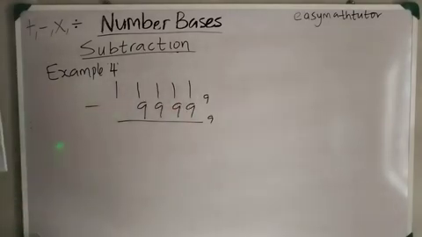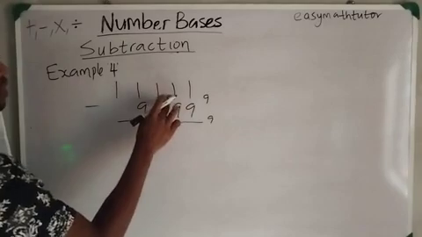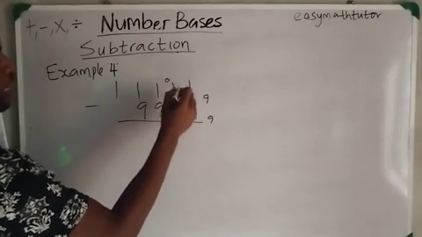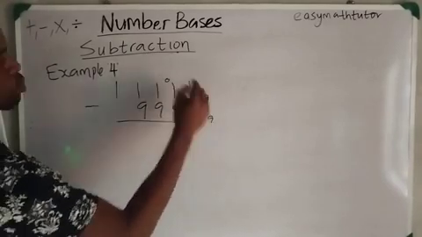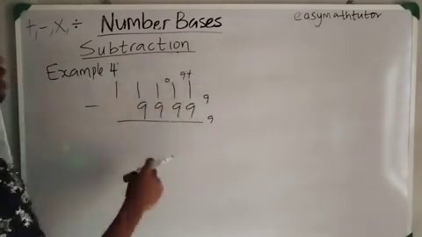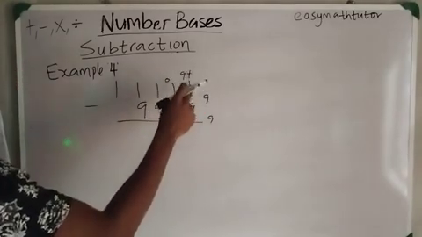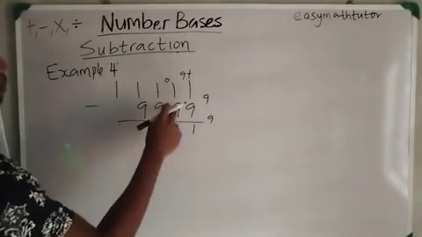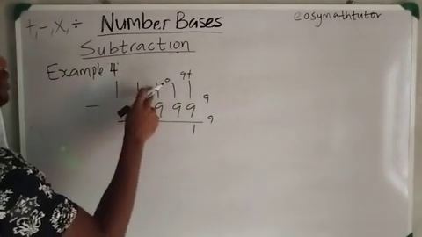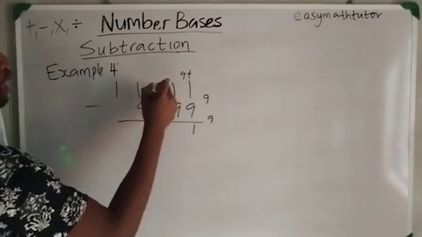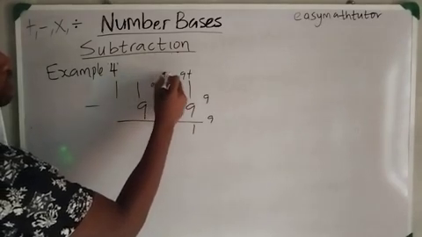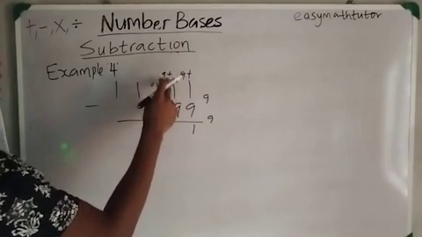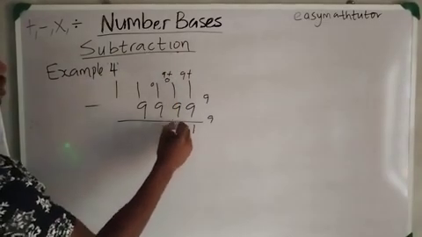So 1 minus 9, it cannot go. It means we have to borrow 1 from this next guy. This one becomes 0. And that 1 we borrowed becomes the new base, which is 9 plus 1. So 9 plus 1 is 10. 10 minus 9 is 1. Now we have 0 here, minus 9, it cannot go. We have to borrow from this guy, and this becomes 0, and that 1 we borrowed becomes 9. So 9 plus 0 is 9. 9 minus 9 is 0.